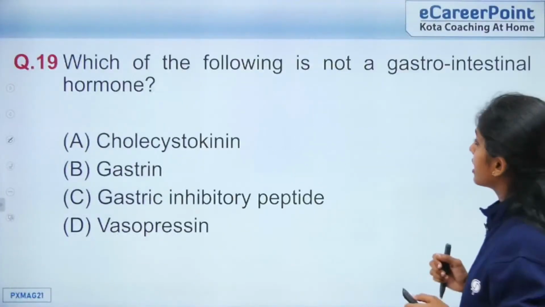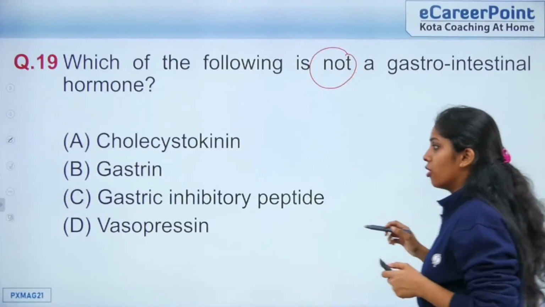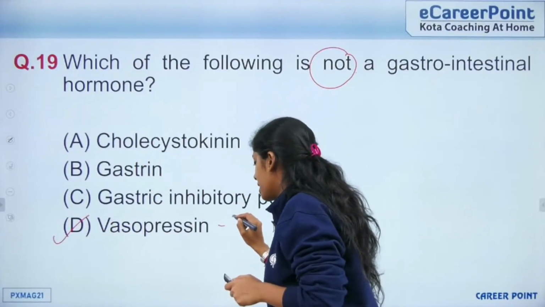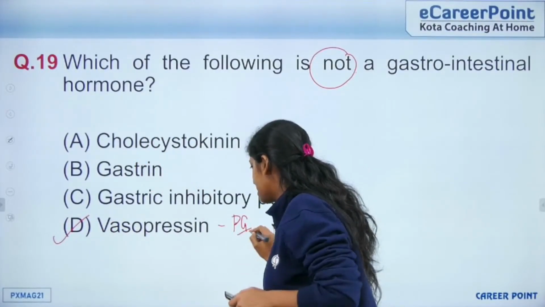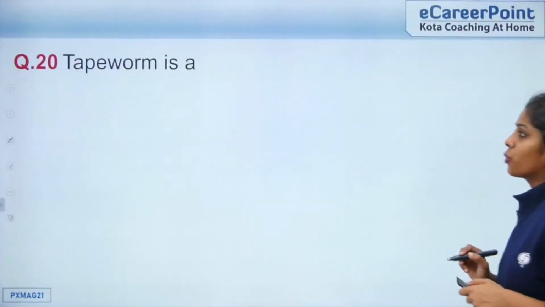So question 19, which of the following is not a gastrointestinal hormone? Vasopressin, because vasopressin is a pituitary hormone, but it is produced by your hypothalamus. Okay, so here we come to question 20.